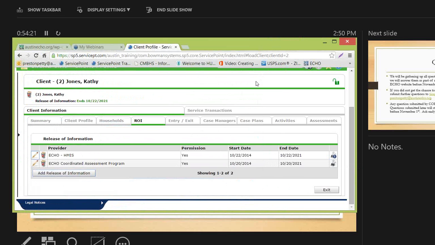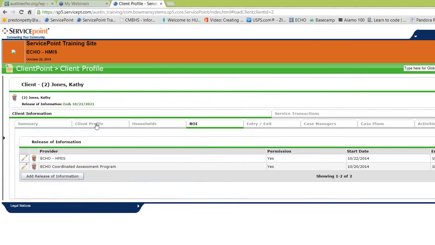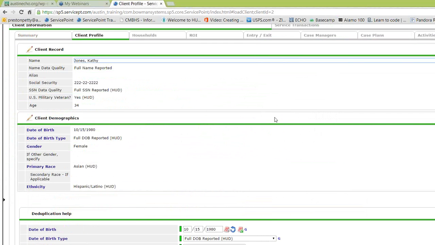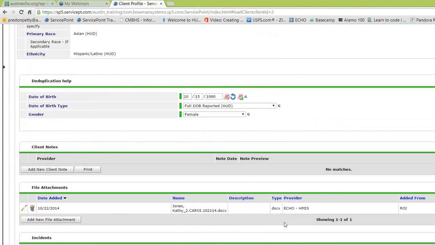Now when I go to Client Profile, the file attachment is now visible, and this file attachment will now be visible to any HMIS agency. So now that I've completed the ROI with Ms. Jones, she doesn't have to complete that document a second time with anyone else. We're good. She's made her decisions. No duplicated, wasted work.